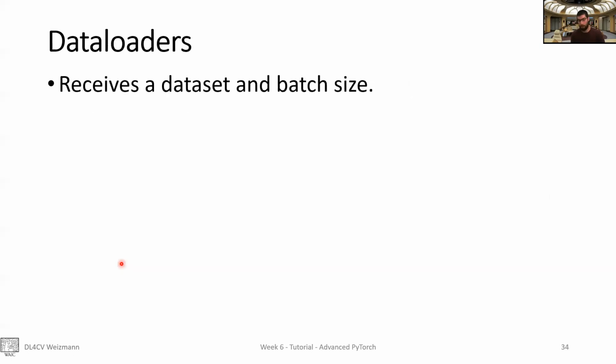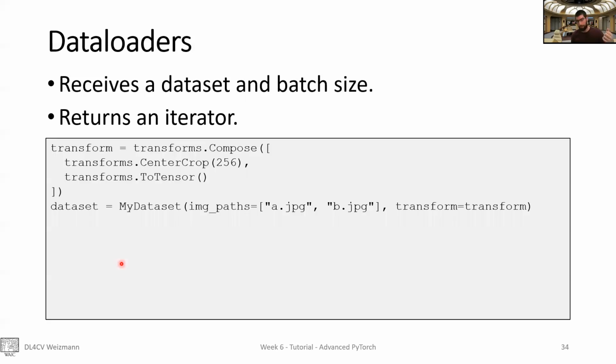And what will the data loader do? It receives a dataset and a batch size and returns an iterator. So here, the question about what is transform: here the transform is from torchvision transforms. The first one is a composition of two sequential transformations. One is to take a center crop of size 256, and the second one is to convert the image to a tensor, which usually puts the channels at the beginning and converts it to a PyTorch tensor. And here we create the dataset with a list of image paths and the transform.